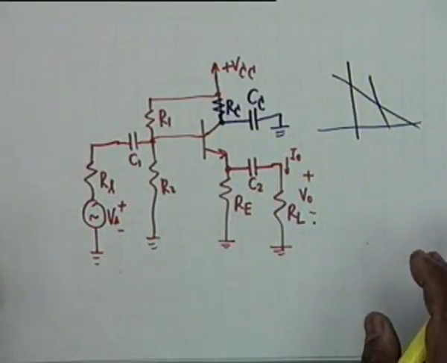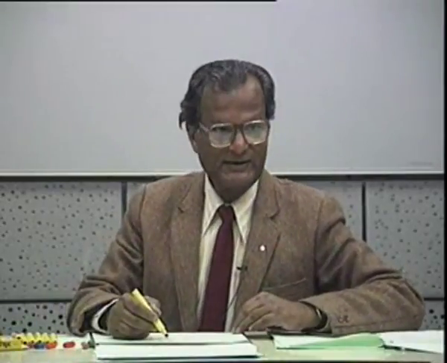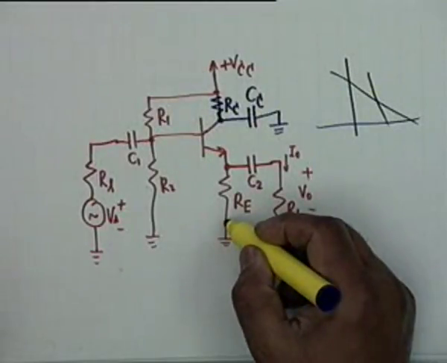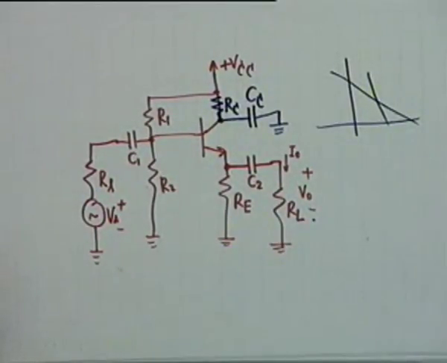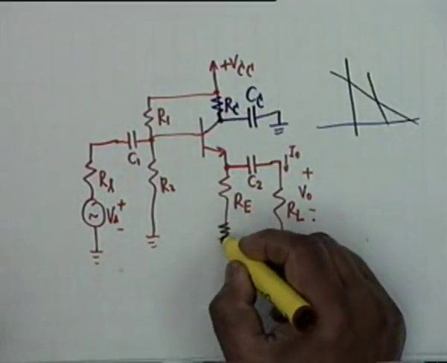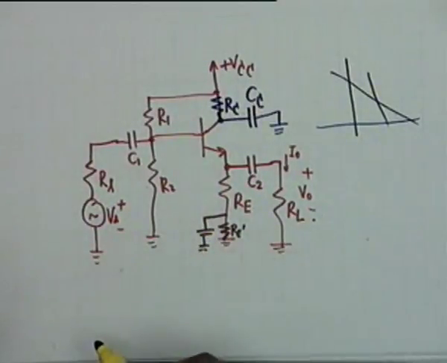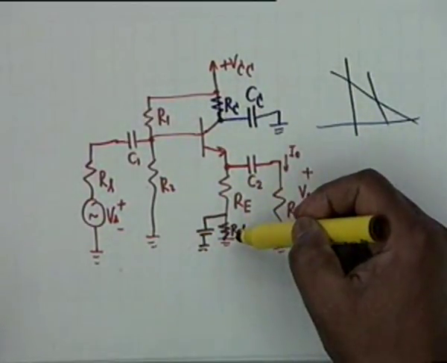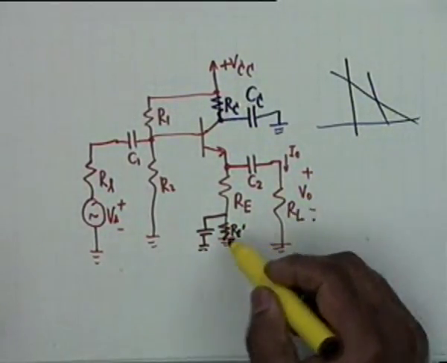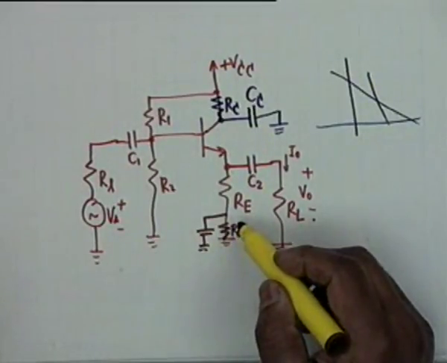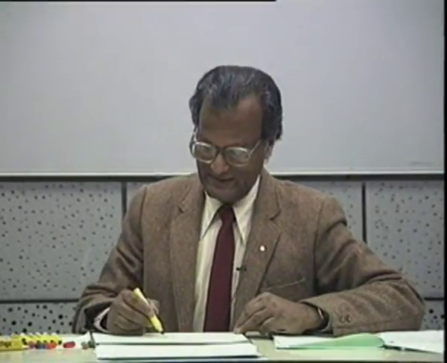I don't understand how that will help if we connect a bypass resistance in RE. Oh, instead of RC. Instead of RC, suppose I use a resistance here and bypass that. Let me show you. Suppose you use an R sub E prime here and bypass it. Then the DC load is still RE plus RE prime, whereas the AC load is RE parallel RL. So this is an alternative. Effectively, we are reducing the value of RE for the AC load.